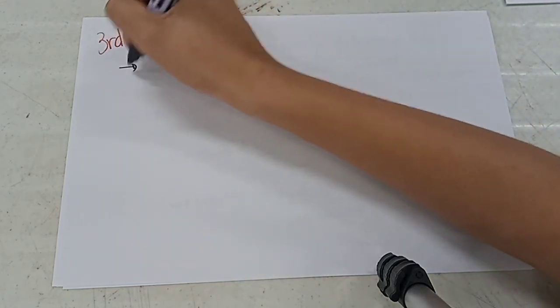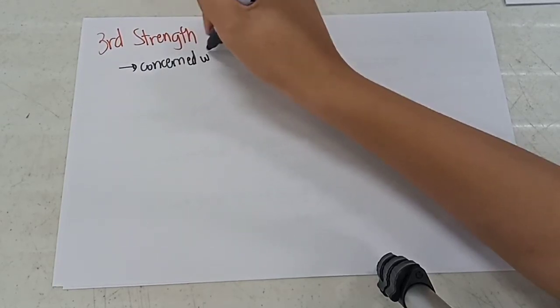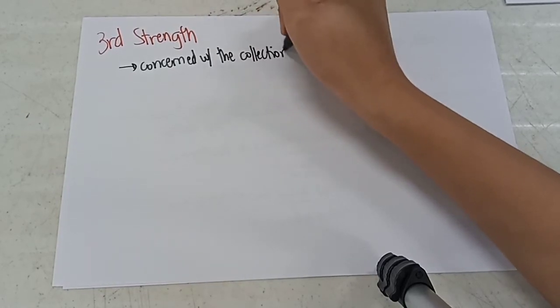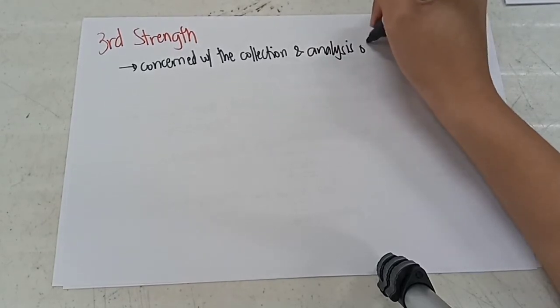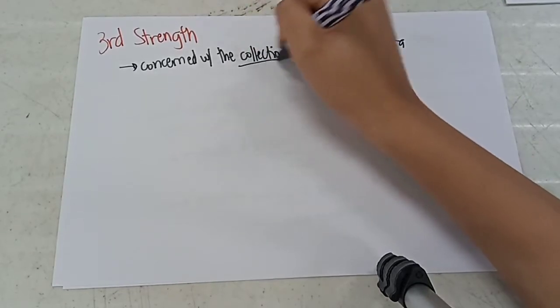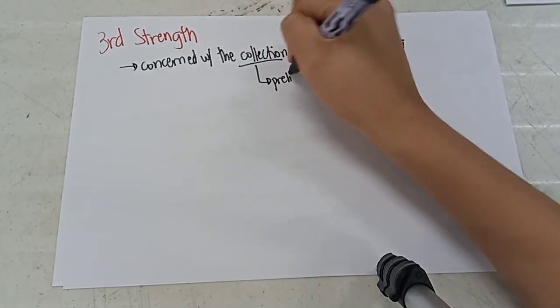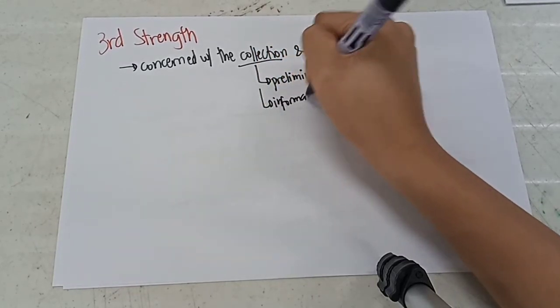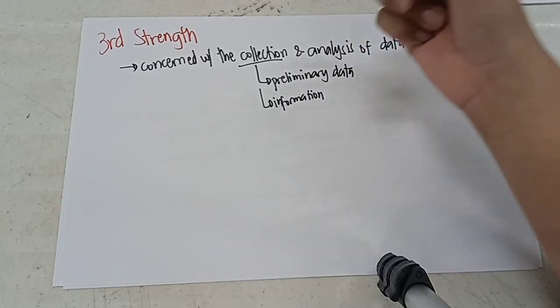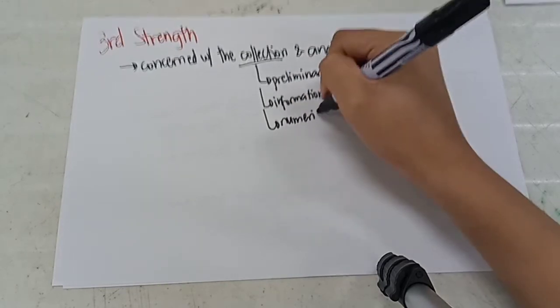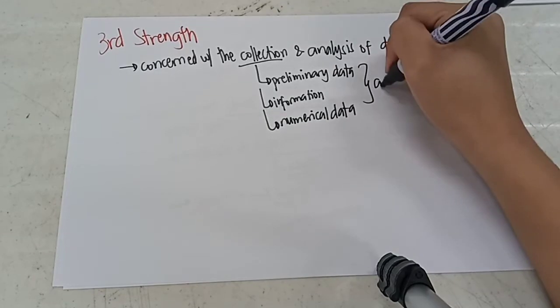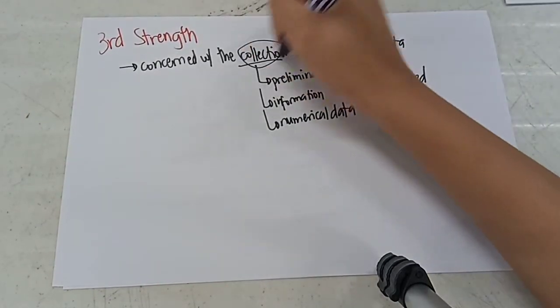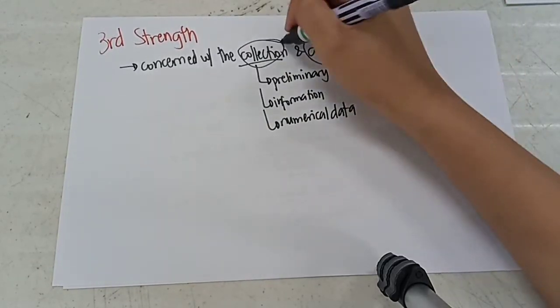Okay? So, the third characteristic is concerned with the analysis and gathering of data. So, it is concerned with the collection, okay, and analysis of data. So, the collection primarily for the preliminary data, then the collection for information, okay, and also the collection for the numerical data, can be analyzed. Okay? And the collection and the analysis of this data can be done quickly.